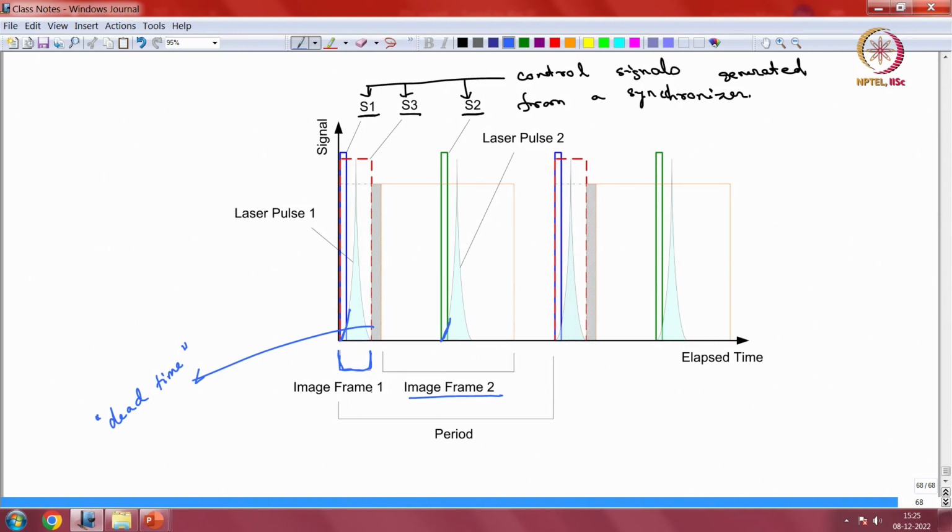And you can see that these two need not be of the same duration. It need not be.